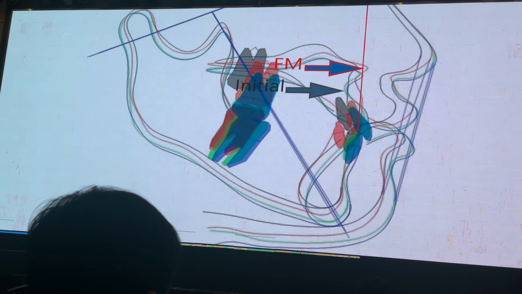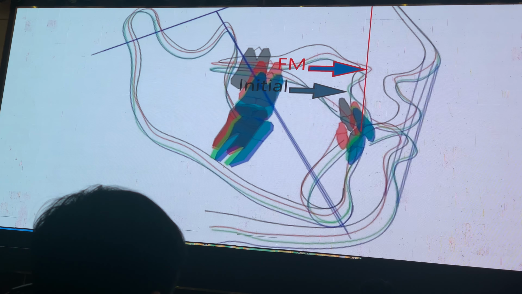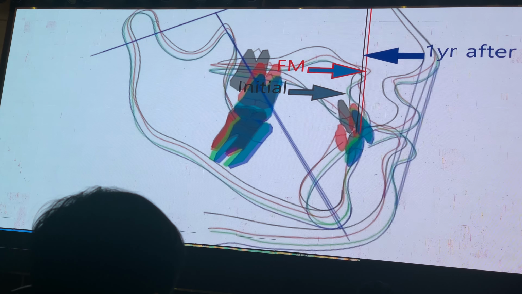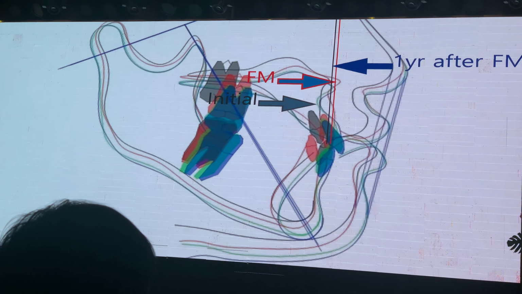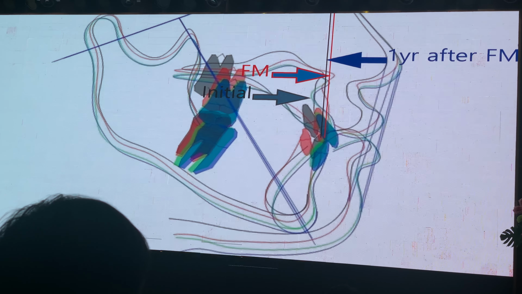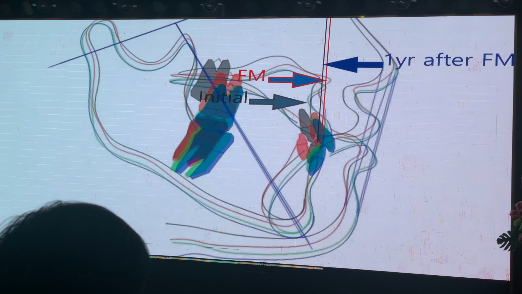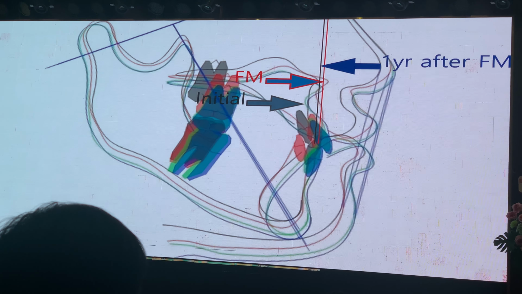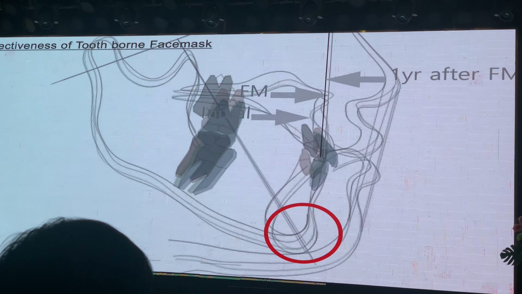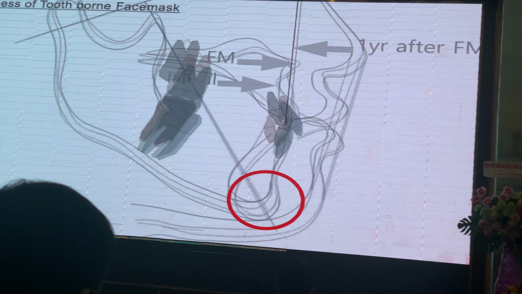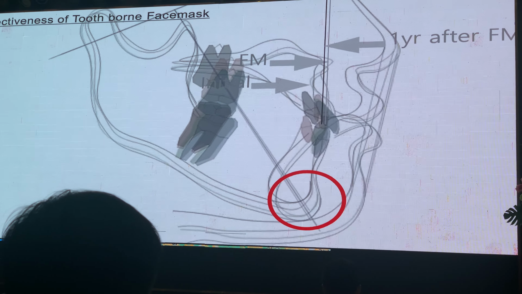Initially, I got 5 mm of advancement of maxilla with face mask treatment. A year later, even though we have 1 mm of relapse, I still have 4 mm of advancement of maxilla. So it's pretty good. Then what happened? Why has her profile been going back to the original pattern? Because mandible keeps growing. No matter what we do, whatever we do on maxilla, the mandible just keeps growing.